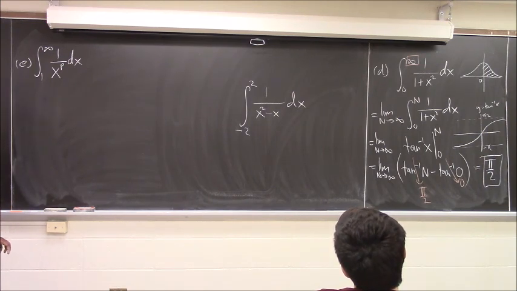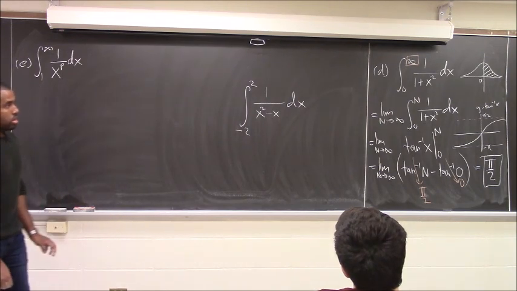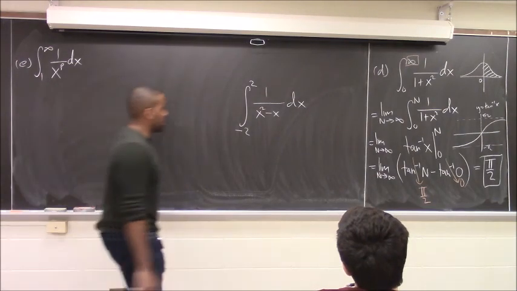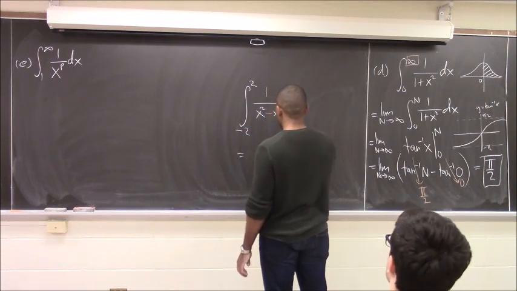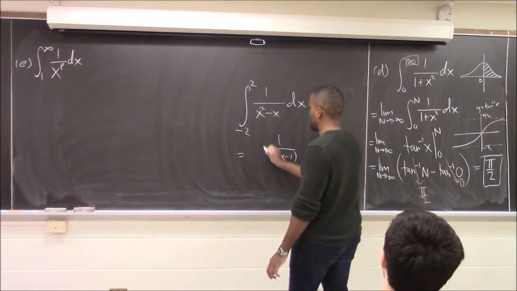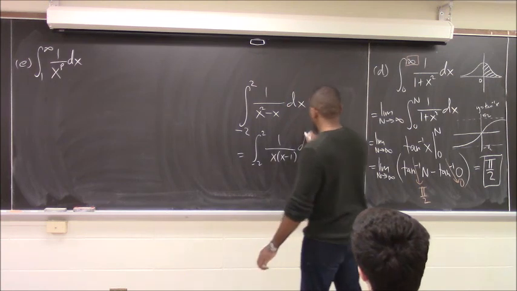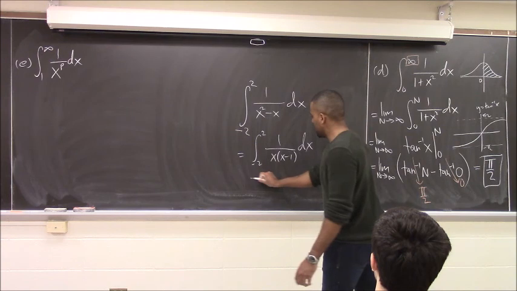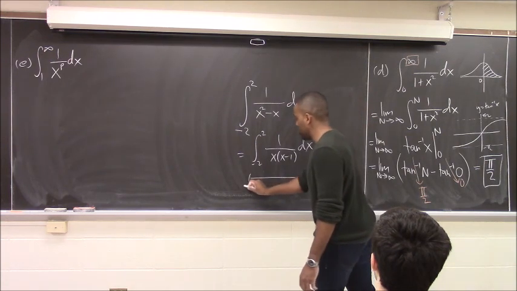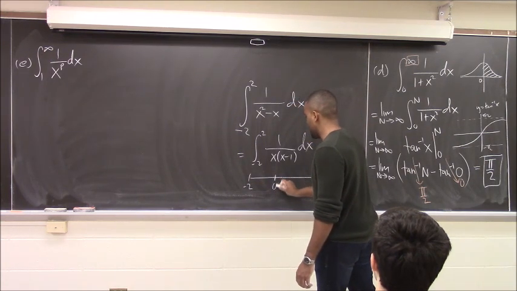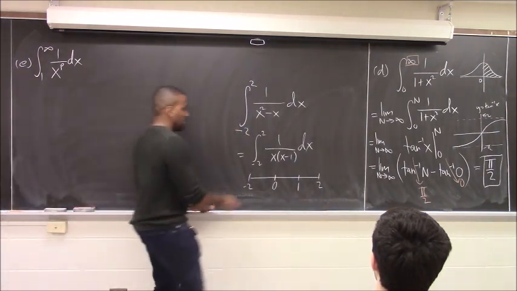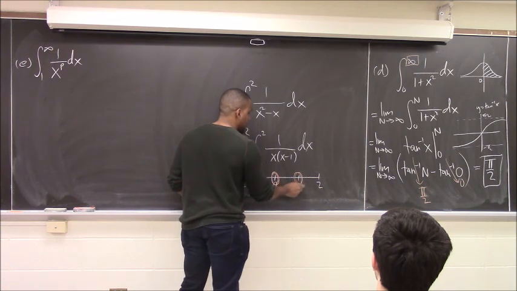Why? Yeah? Because zero is an issue. Zero is at 5. Okay. Anything else? Also one, right? So this guy is bad news in two places. Notice that if you factor this guy, it would have problems at 0 and 1. So on this interval from minus 2 to 2, at 0 there's a problem, and at 1 there's a problem. In fact, your function hits asymptotes here.